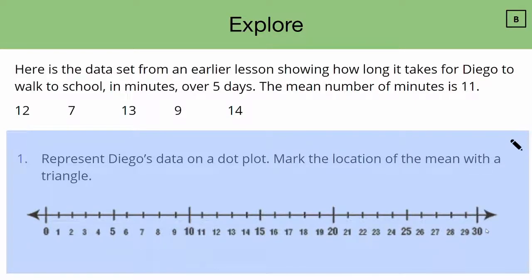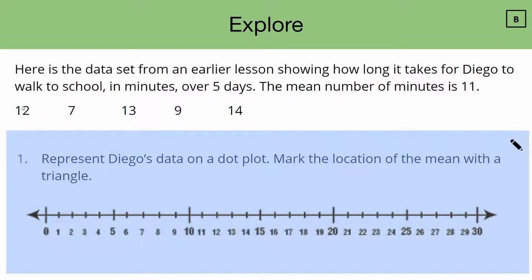Your number line does not need to range from 0 to 30, but make sure that it does include the smallest and the largest values from this specific data. The smallest value here is 7, and the largest value here is 14. So just make sure that your dot plot covers those values.